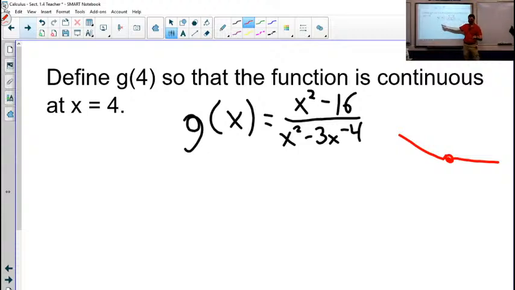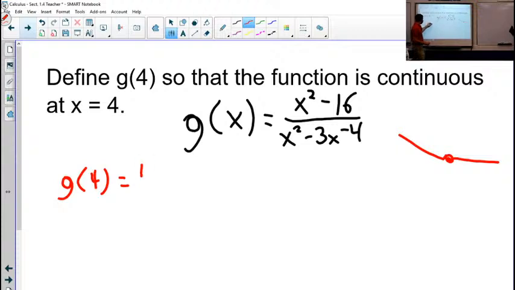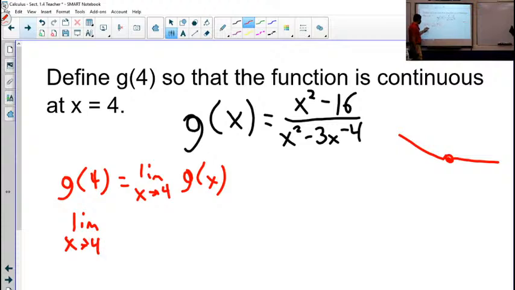Algebraically, how can I find where that point is? Right, and that's the process of finding the limit. Because we want g of 4 to equal the limit as x approaches 4 of g of x. That's our definition of continuity. That's what we want to happen for continuous. So what is the limit as x approaches 4? Let's look. x squared minus 16 is x plus 4 times x minus 4.